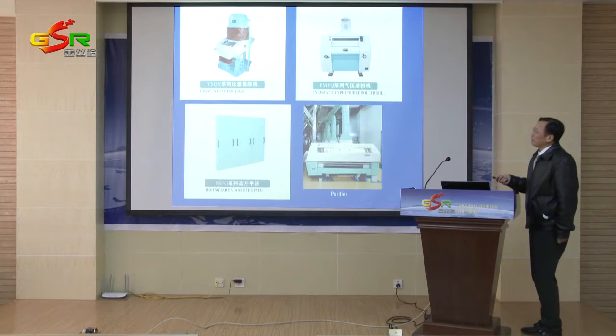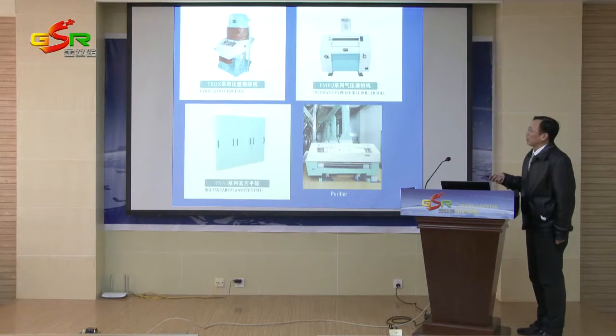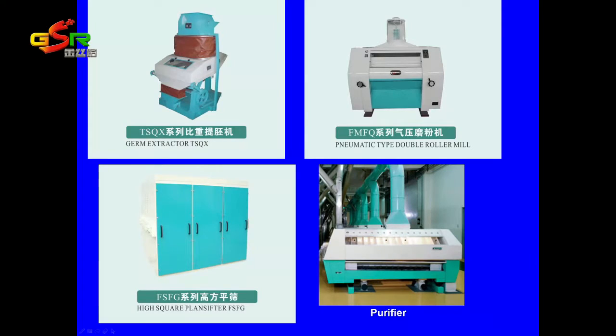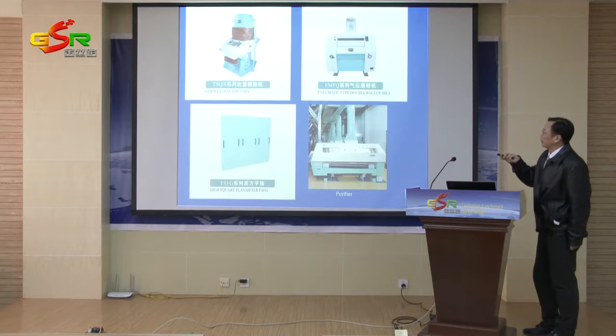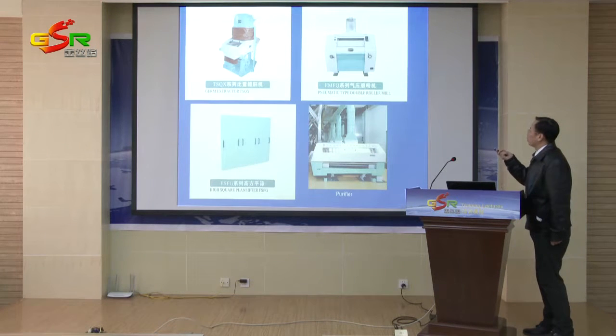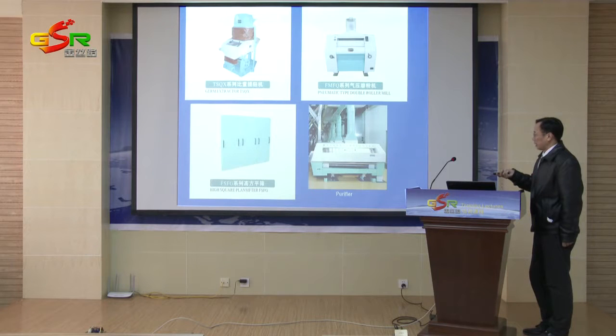If we want to get different products, such as grits, clean germ, meal and corn flour, we also use different equipment, such as the germ extractor and the roller mill, and the plansifter, high square plansifter, and the purifier to maintain the quality of the final product.